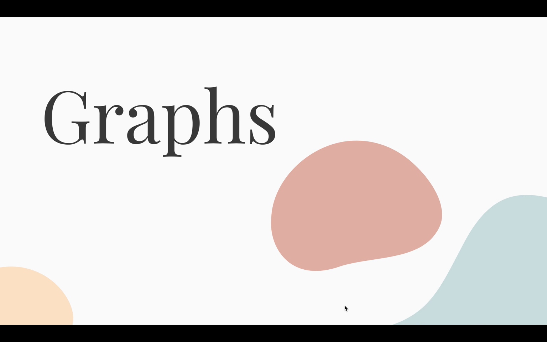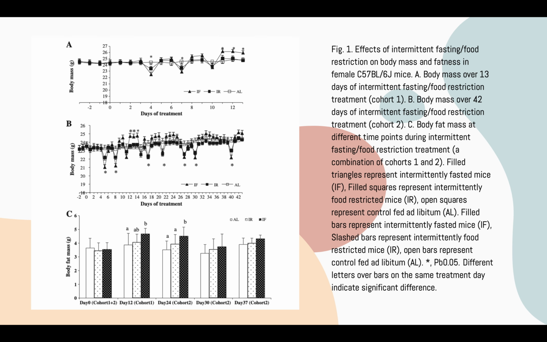Myself included, had a difficult time understanding graphs, so I wanted to discuss a few things that I found useful, and I hope other people can understand it a little bit better as well. So the first figure that I'm showing you is figure 1, which is the effects of intermittent fasting on the body mass of the female mice.